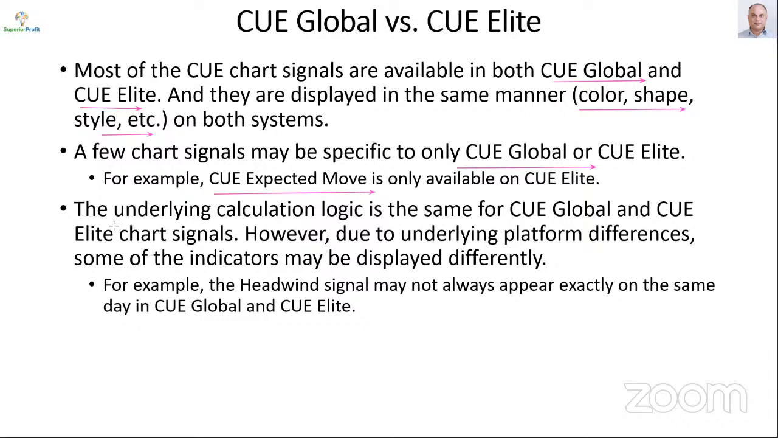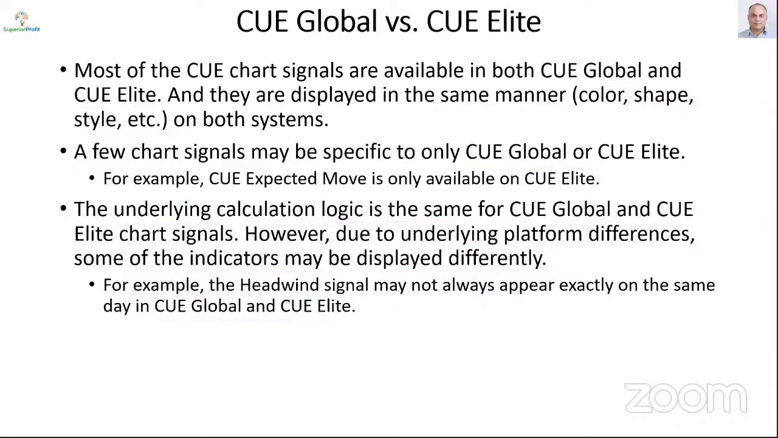Another thing to note is that the underlying calculation logic is the same for Q Global and Q Elite. However, due to the differences in the underlying platforms, TradeStation and MetaStock, some of the indicators may be displayed differently, maybe not displayed on the same day. One example is headwind signal. It may not always appear exactly on the same day on the same stock on Q Global and Q Elite. Most of the time it does, but sometimes it may not. For practical trading purposes, these differences do not matter.